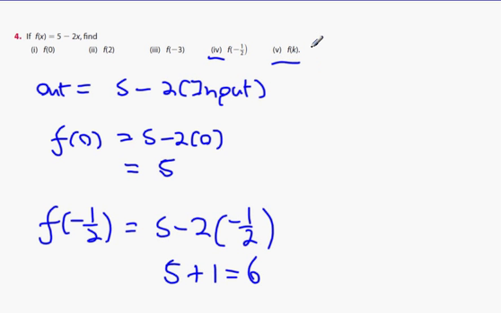And then finally f of k means the input is k, so it means replace all x's with k's, so we're going to get 5 minus 2k. That's it. Any questions? We good? Okay, very easy.